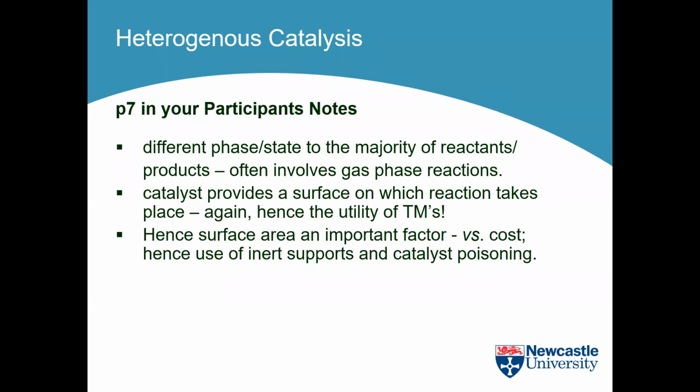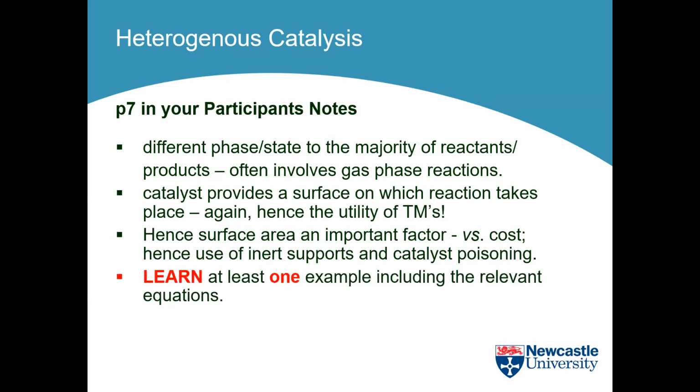And of course, you can also be aware of catalyst poisoning, that impurities in your start materials can get into the active sites, block them, and therefore inhibit the catalyst. It becomes less and less effective. So in most industrial plants, about once every 4 years, we stop it, take the catalyst out, give it a clean, put it back in again, and off they go again. So know at least one example, including the relevant equations. I'm going to show you one now.